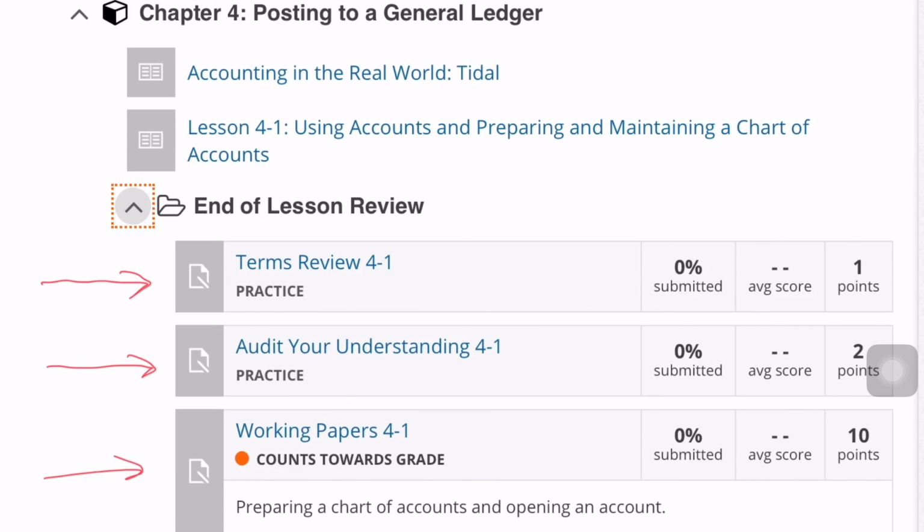Now underneath lesson 4-1, end of lesson review, complete the term review, the audit your understanding, and your working papers. You should have completed work together and on your own under the working papers.